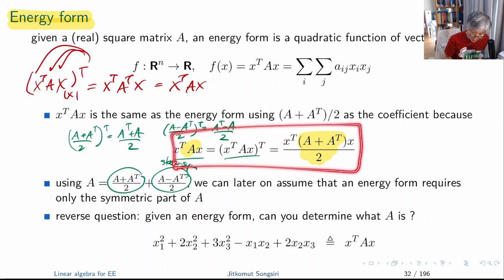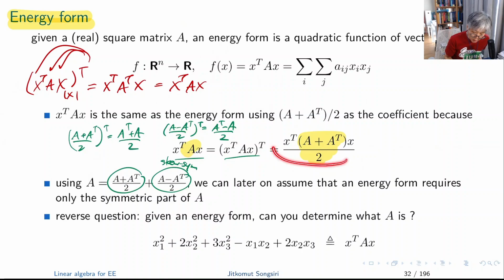And what it says here is that the energy form of x using A is always equal to the energy form of x using the symmetric part of A. So from now on, whenever you have the energy form involving x, you can just assume that A is symmetric. Because if A was not symmetric, what you would do is just take the symmetric part, A plus A transpose, half. Okay.